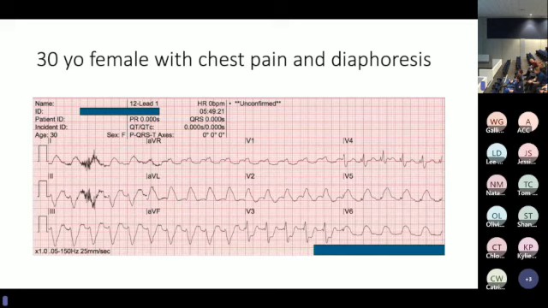Okay, so this one is a 30-year-old female with chest pain and diaphoresis. You don't have any clinical history, so thinking about what it could be.